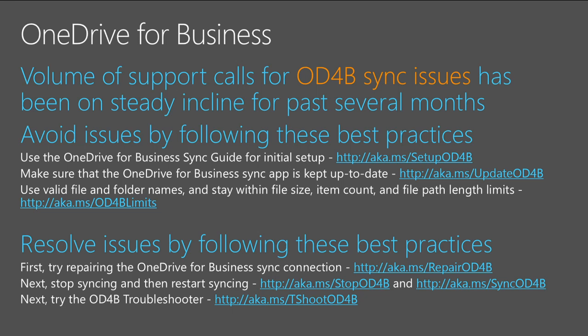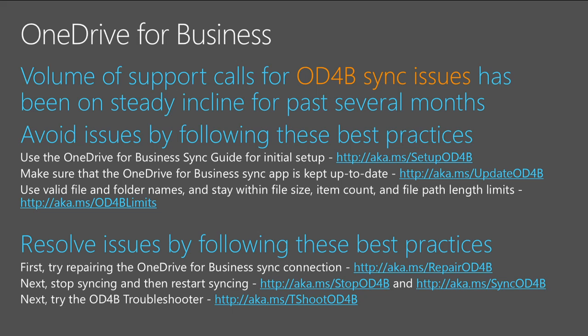If anybody here has been running OneDrive for Business for any amount of time, you know that synchronization issues happen, and they can happen at any time for a variety of reasons. But there are some things that you as the customer can do to at least make sure that you are covering all the common things that can cause problems. So obviously, use our OneDrive for Business sync guide for your initial setup. OneDrive for Business does seem just as easy as the consumer version, but there's a few other things that you'll want to be aware of, and those are covered in that guide.